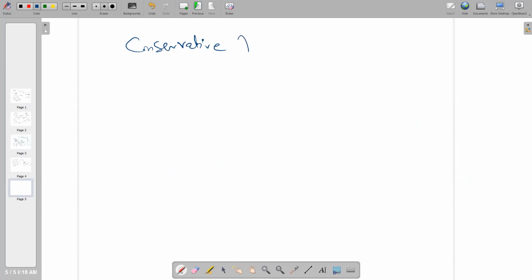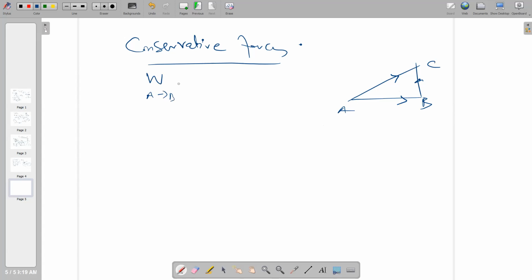Conservative forces are those forces for which, if you want to find the work done, that work done is independent of the path. Independent of path means that if you are moving from A to B and B to C, and then A to C, suppose the work done from A to B plus the work done from B to C is equal to the work done from A to C, the force will be conservative.